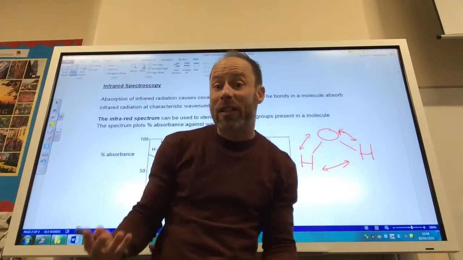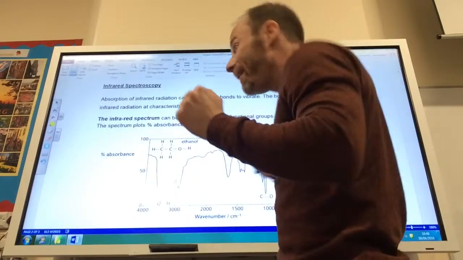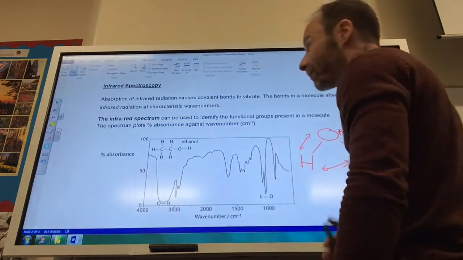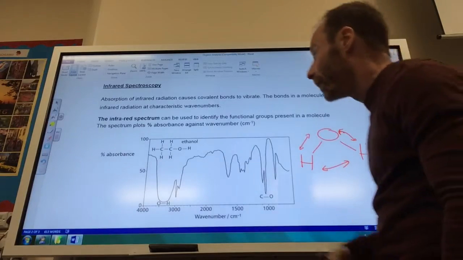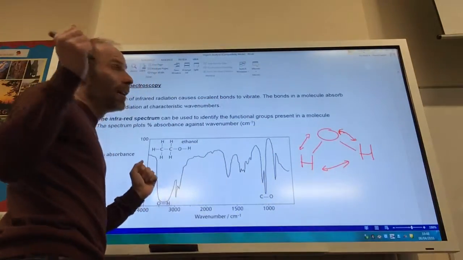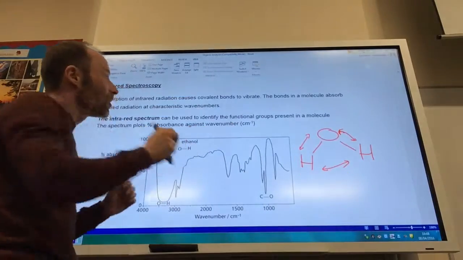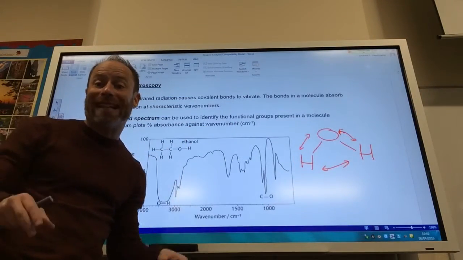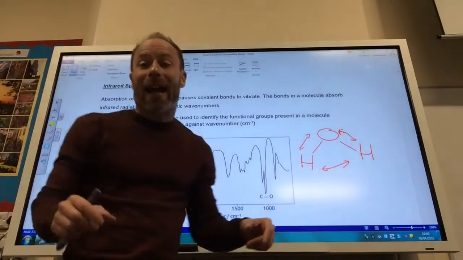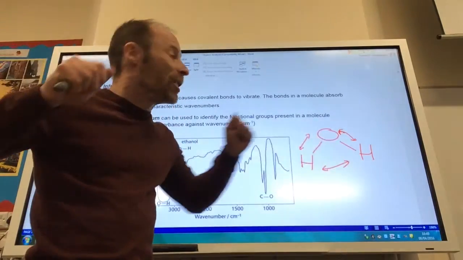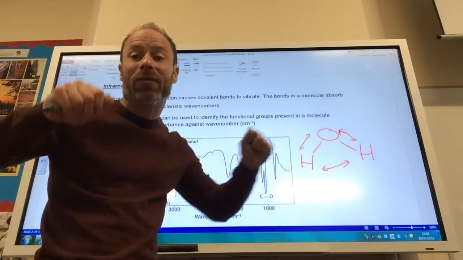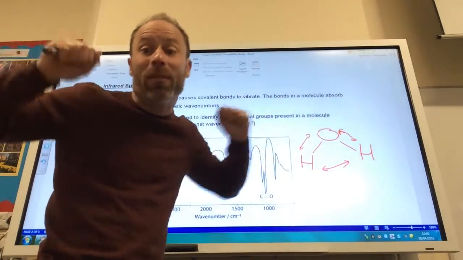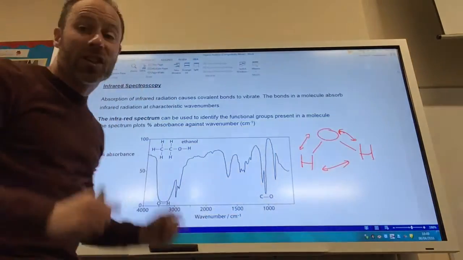Okay, so how does this work for us? Well, they vibrate at frequencies similar to infrared radiation in the electromagnetic spectrum. So if I can shine infrared radiation at these molecules, and this vibration has a certain frequency in the infrared spectrum, and if I get the right frequency, it vibrates even more and it absorbs the radiation. So that works for us.